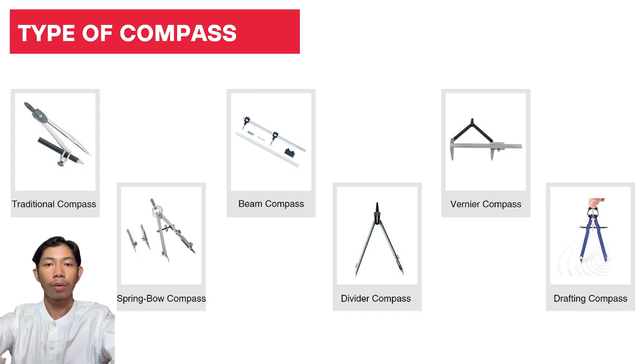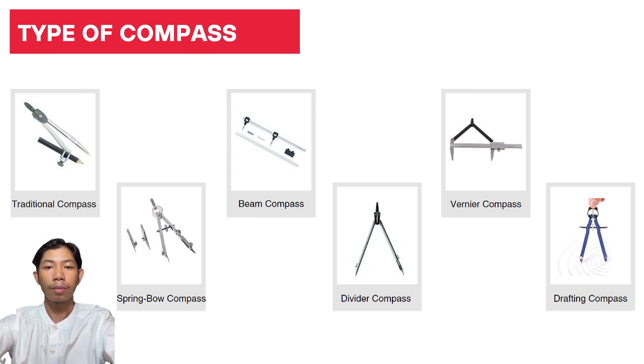The types of compasses on the market nowadays number 6. First is the traditional compass. This compass has a classic form with 2 arms joined by a hinge. One arm has a sharp tip and the other holds a pencil or pen. Traditional compasses are adjusted manually to achieve the correct radius or distance and are often used in drafting, geometry, and art. Second is the spring bow compass.